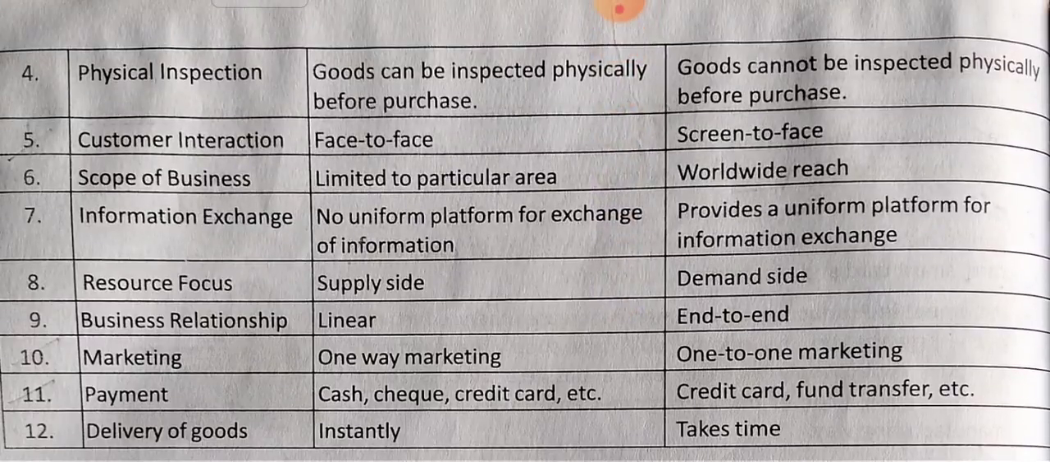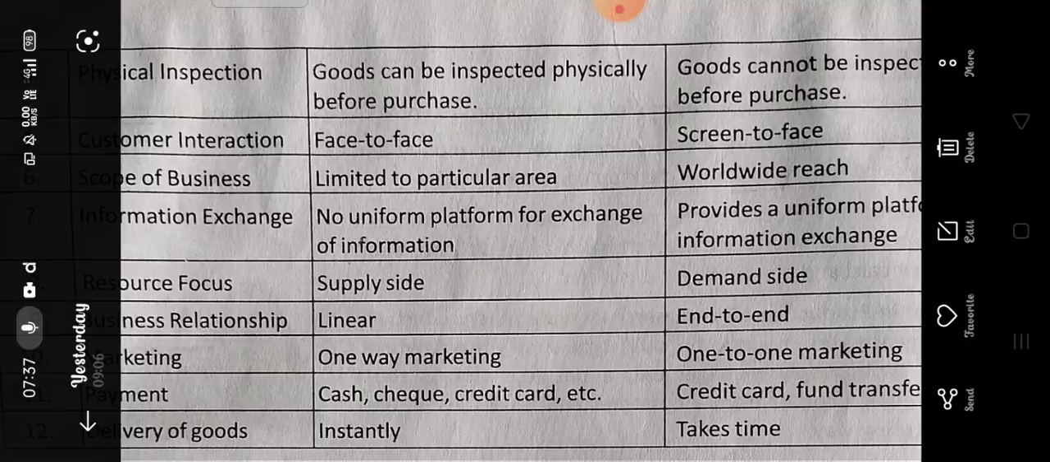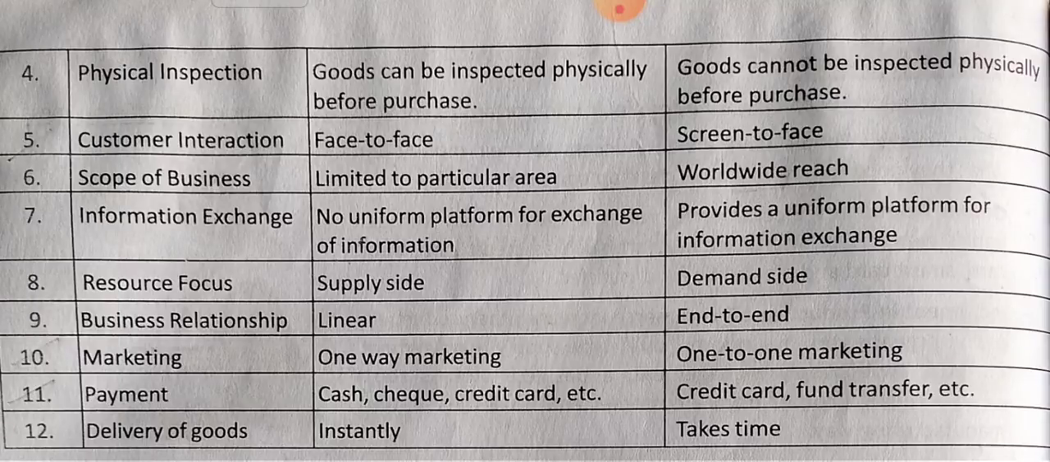Okay. Next is physical inspection. Goods can be inspected physically before purchase. दैट इज़ द एडवांटेज ऑफ ट्रेडिशनल कॉमर्स. लाइक आप सामने ही अपना प्रोडक्ट देख सकते हैं क्या मटीरियल है. एंड बट इन ई कॉमर्स यू कांट see your or inspect your product physically.